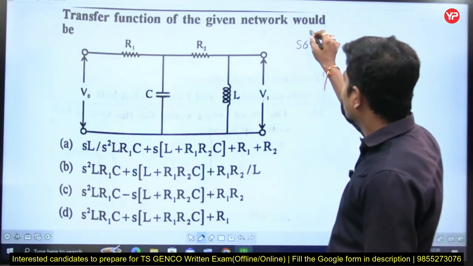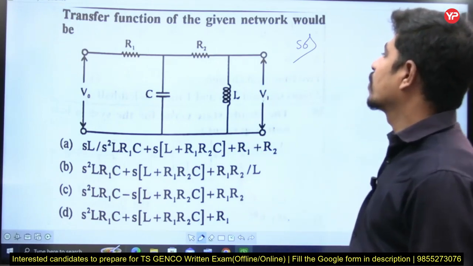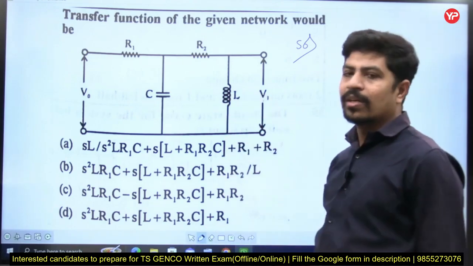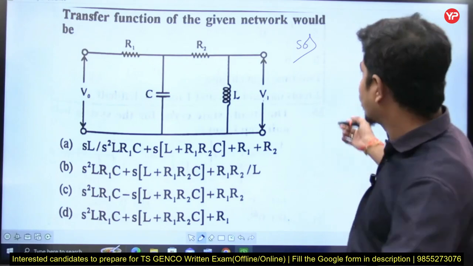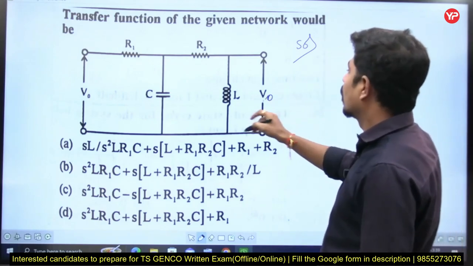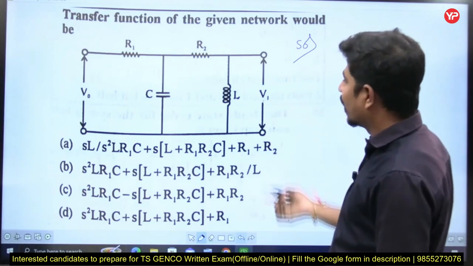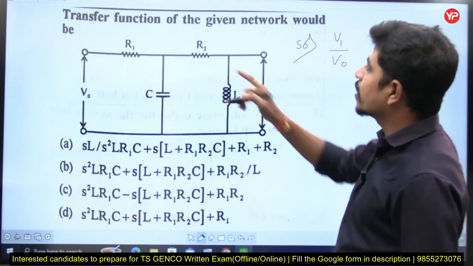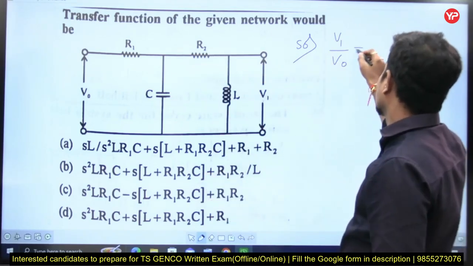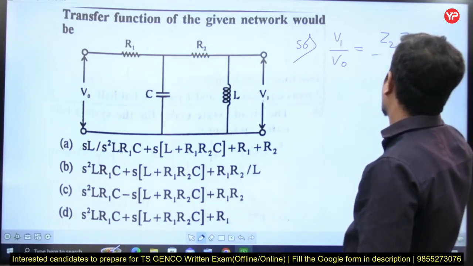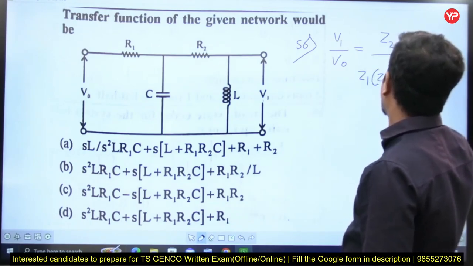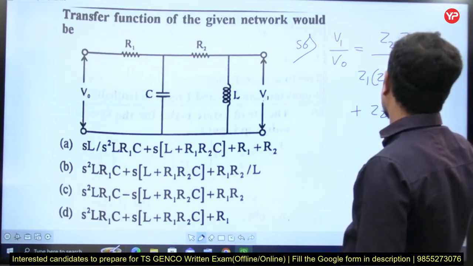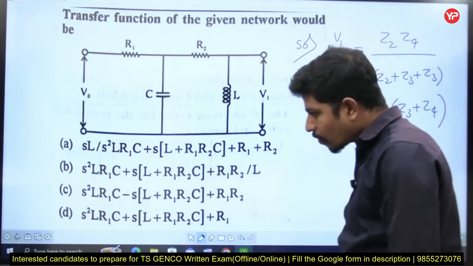This is one of the good questions. He is asking us to find the transfer function of the given network. If you want to find it directly, it is very lengthy and will take some time. But instead, very simply, let it be V1 by V0. V1 is the output, V0 is the input according to him. That is input, this is output. Now the simple formula is Z2 Z4 by Z1 into Z2 plus Z3 plus Z4 plus Z2 into Z3 plus Z4. Simple to remember also.